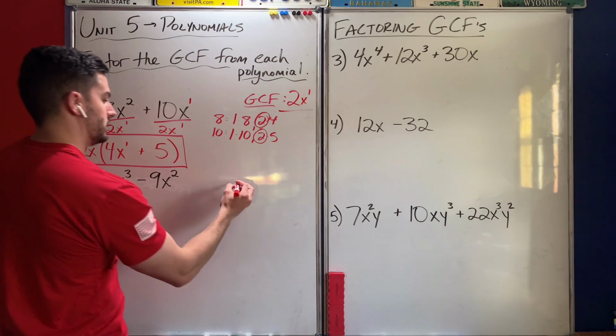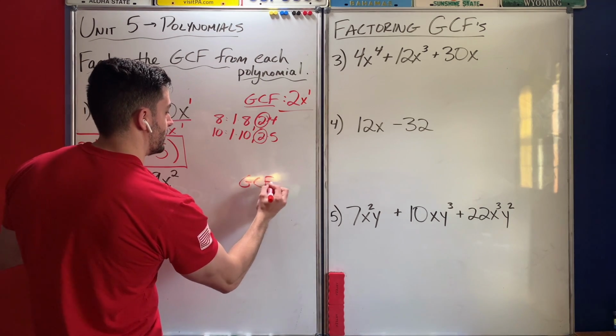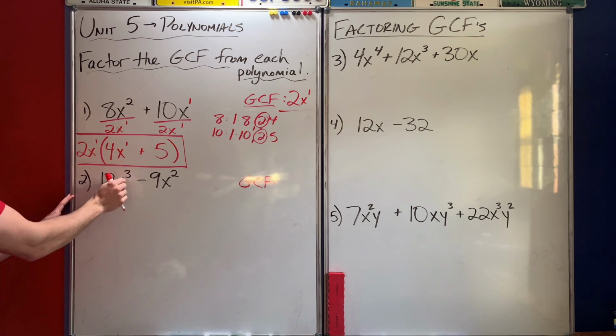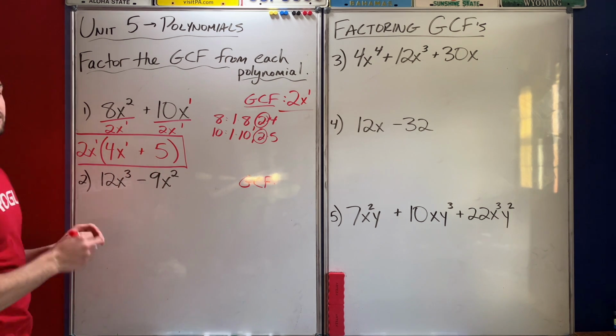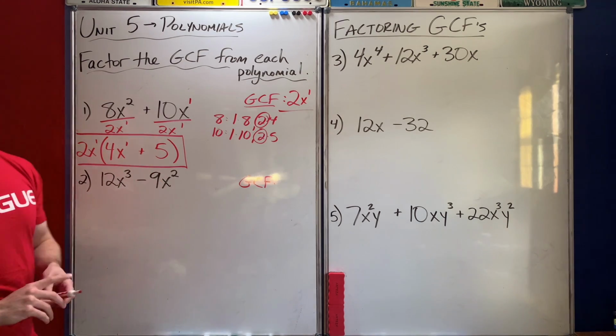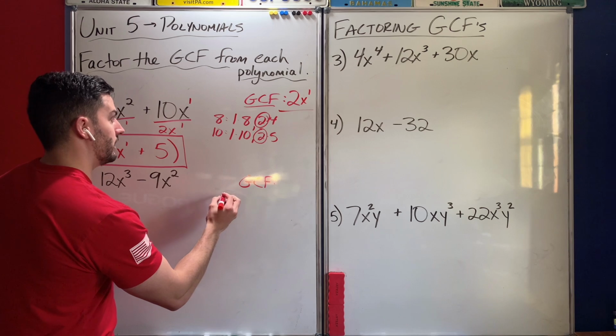So again, just that process, GCF, right? Step 1. So I need to find that, right? So I have 2 terms. So 12x to the third minus 9x squared. And I said here the signs aren't super important. They are, you want to keep them in mind, but they don't affect really what your GCF is, okay?